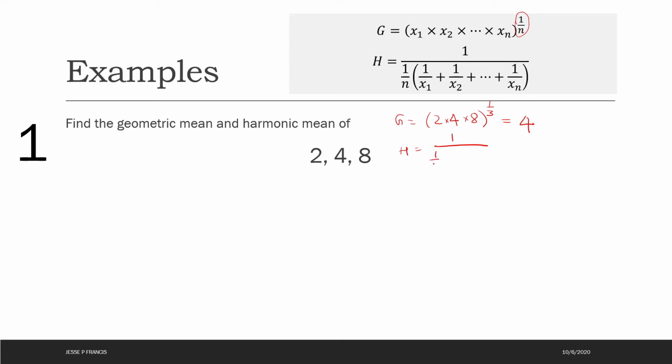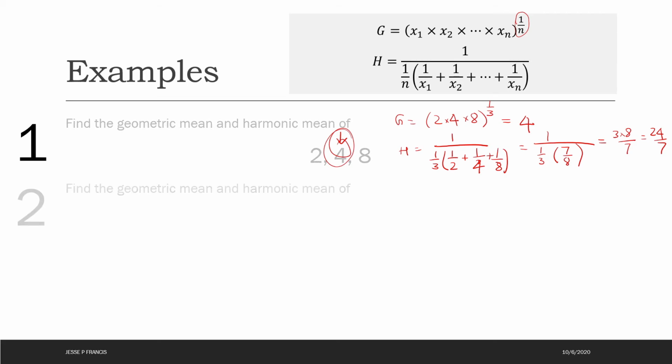Harmonic mean is given by H is equal to 1 by 3 into, invert the first observation, invert the second observation, plus invert the third observation. This is equal to 1 by (1 by 3 into 7 by 8). And 1 by something by something else is equal to something else by something. Hence 3 into 8 by 7, this is equal to 24 by 7. 24 by 7 will be somewhere around 3.9. And geometric mean is equal to 4. So if you notice, this is talking about something towards the center. The numbers are towards the center of this particular distribution. So it's giving us some useful insights.